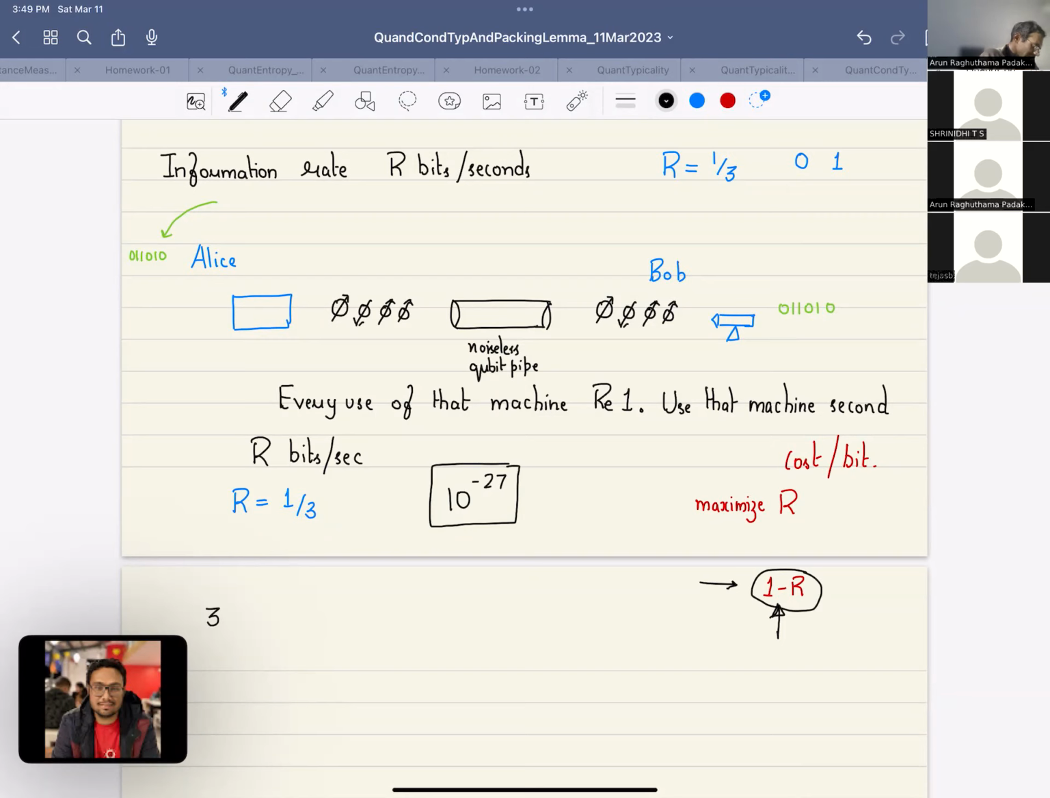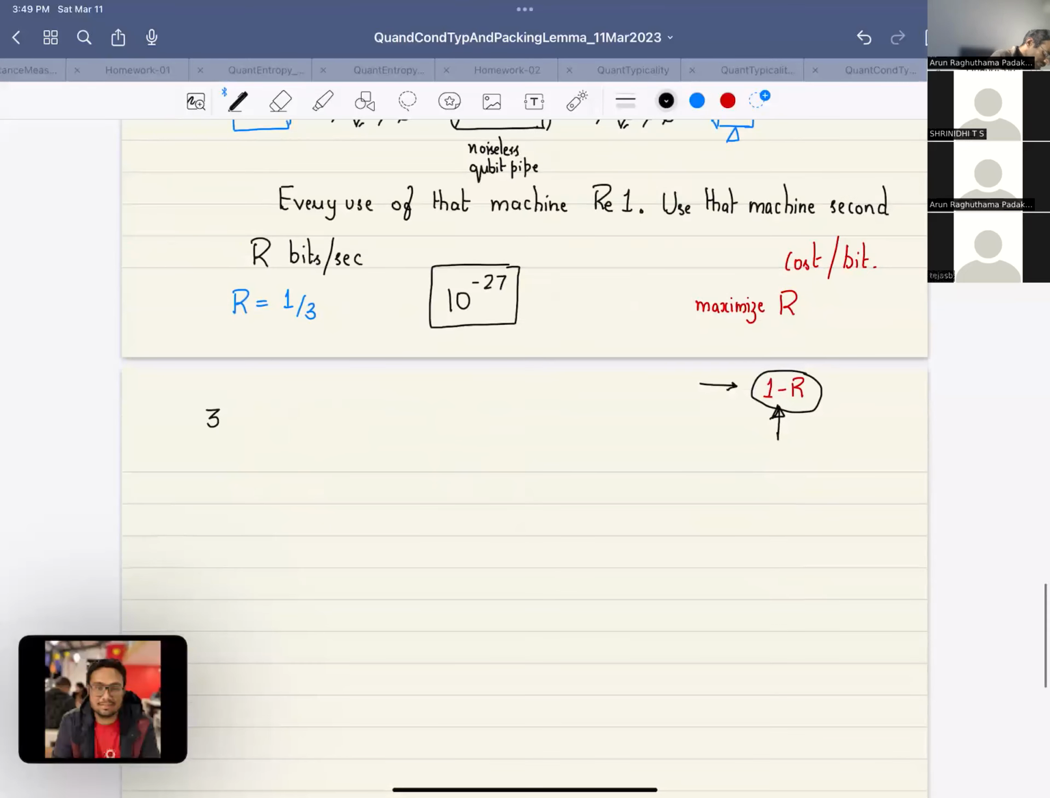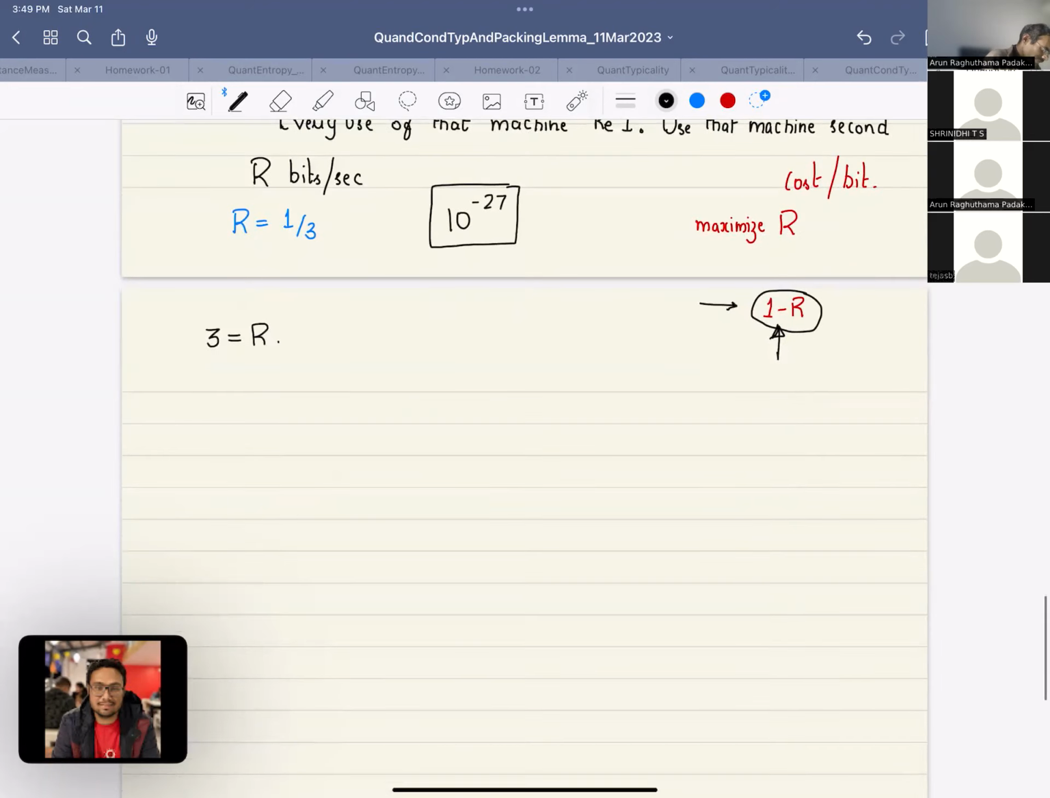Okay. If there's any doubt, it'll get cleared as you go along. Don't worry. Just for simplicity, let's take R equal to 3. Suppose somebody is sending at R equal to 3. Can we do it? Let's just see. So that means what?